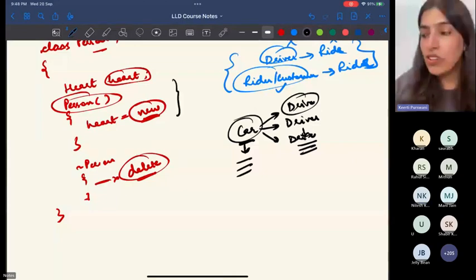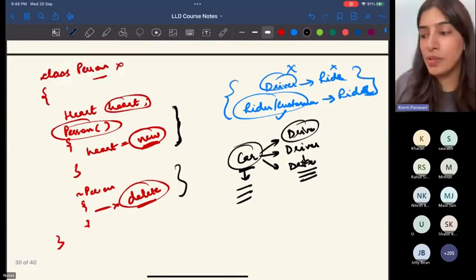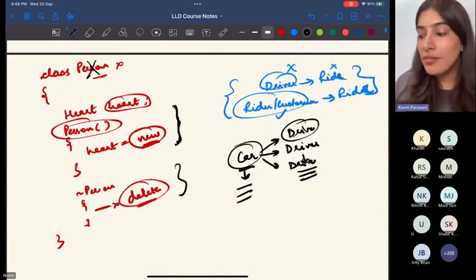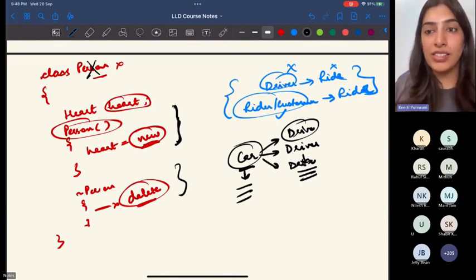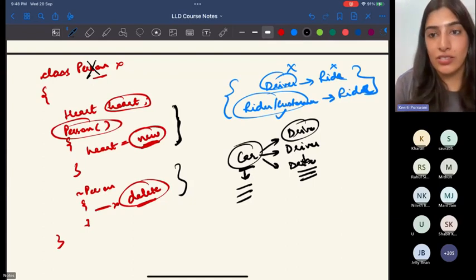That your heart will get constructed with the constructor. It will sort of get deleted when the person gets deleted. Your heart basically cannot exist without the person. But in your code, you have to understand whether something can exist without a particular other class or not.